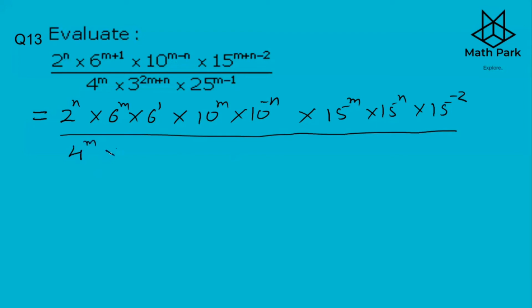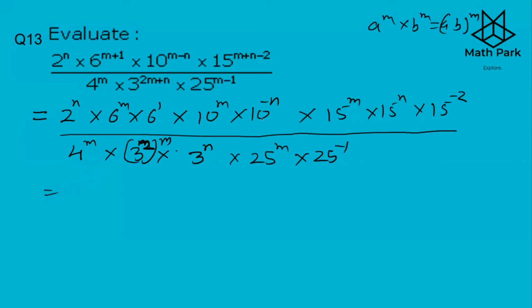In the denominator we have 4 raised to m. 3 raised to 2mn can be written as 3 raised to m into 3 raised to, okay, we can have 2m. This can be written as 3 raised to 2 raised to m. Okay, so this is 3 because I want the power m everywhere. 3 raised to 2 raised to m for 2m, into 3 raised to n, into 25 raised to m into 25 raised to minus 1. Okay, so we have 10 raised to minus n. We will be again writing 1 upon 10 raised to n.